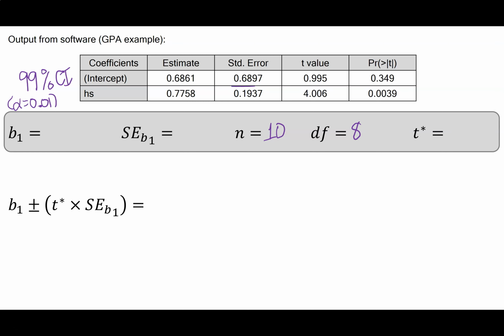I'm focusing right here. So my point estimate, 0.7758, my standard error, 0.1937. There we are. We have everything but T star. We have to figure out T star.